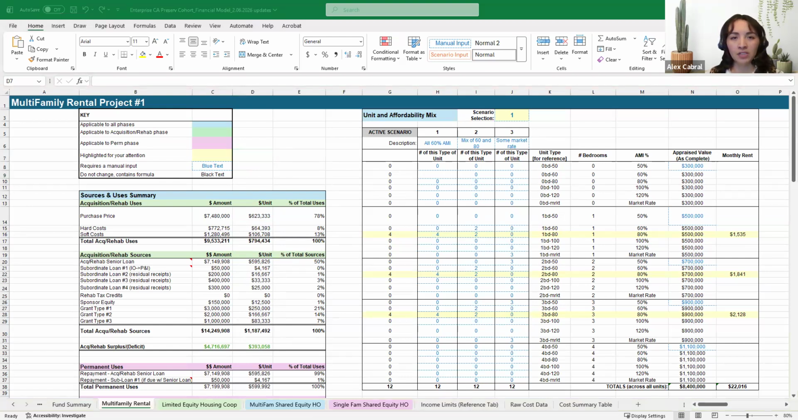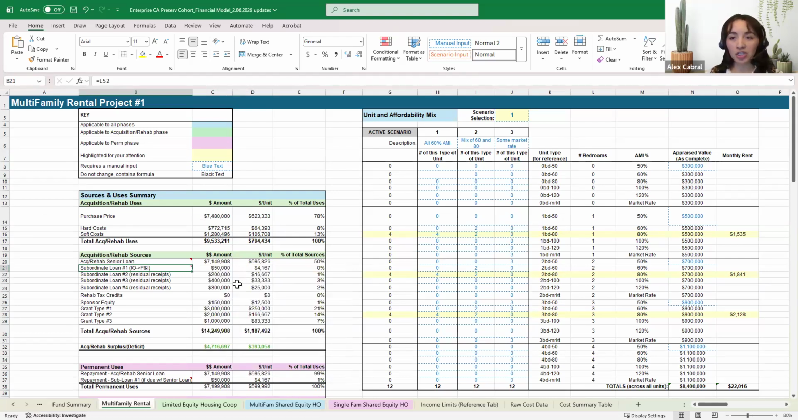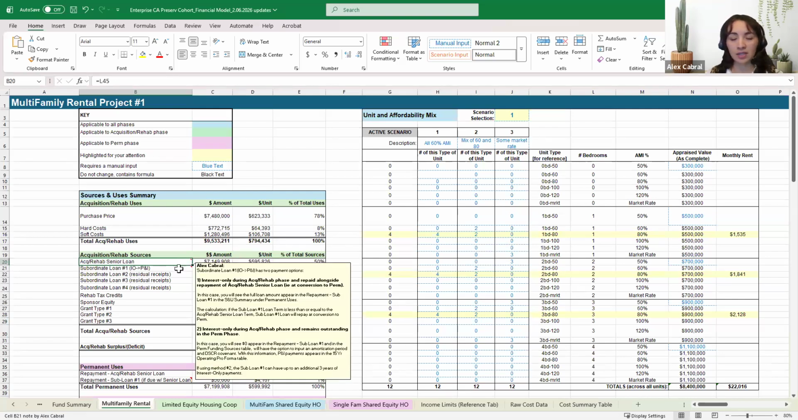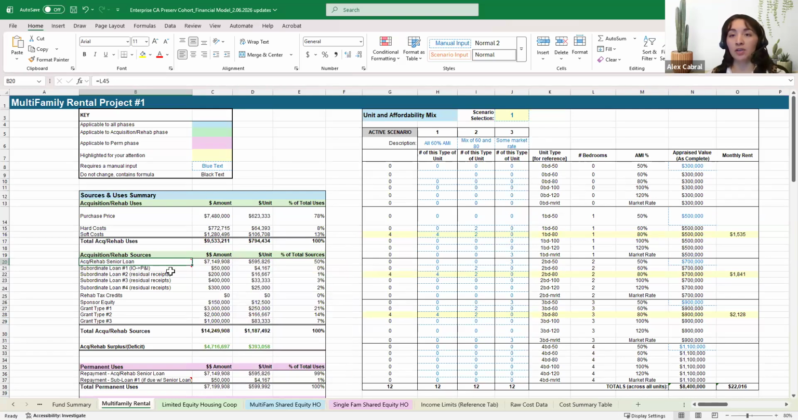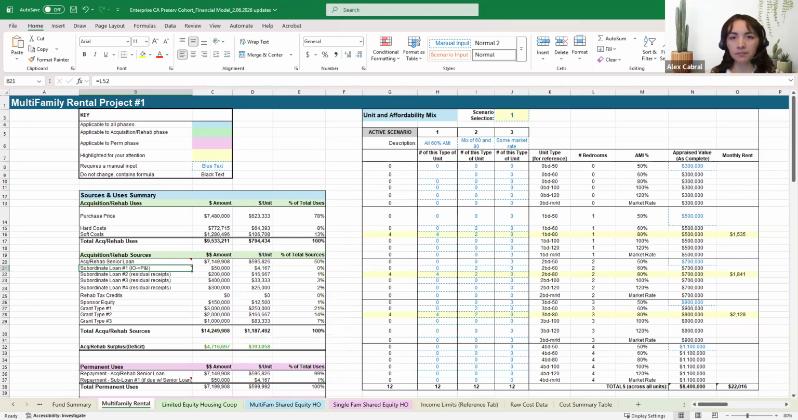Okay, I should also mention that many of the cells have notes on them, and these notes are meant to serve as explanations on calculations or assumptions that aren't obvious. So I'll point those out throughout our walkthrough, but I won't necessarily explain them. Some of them are a bit lengthy.